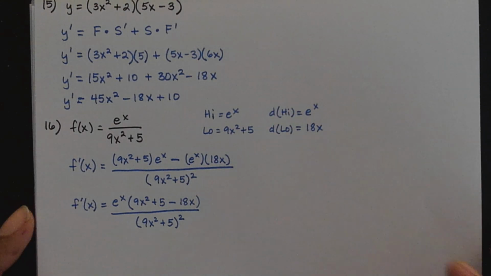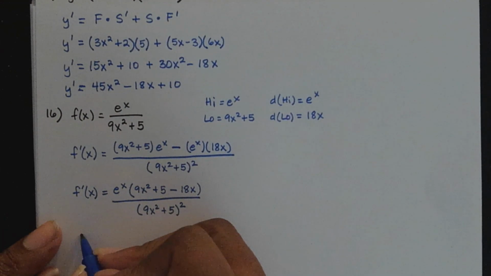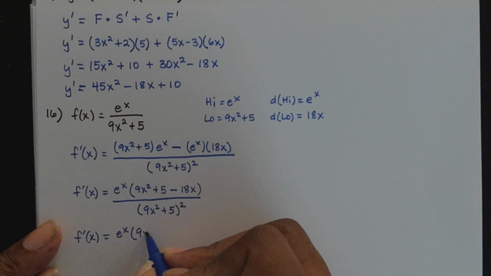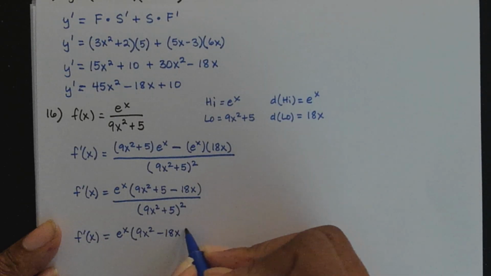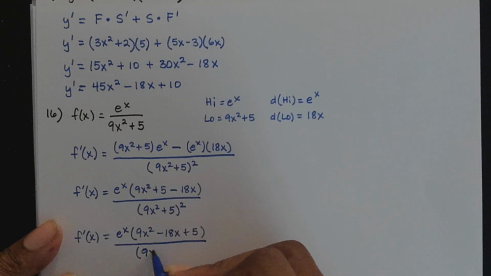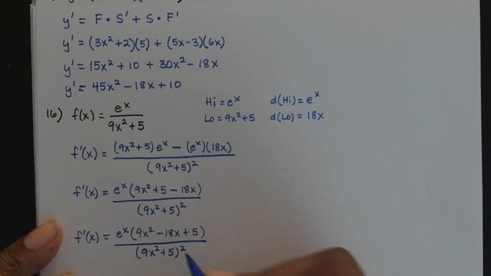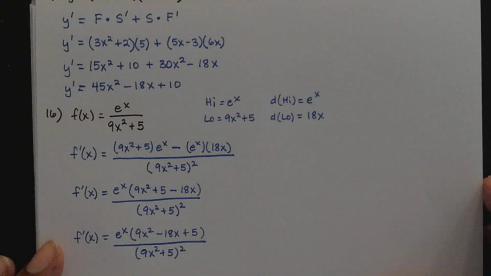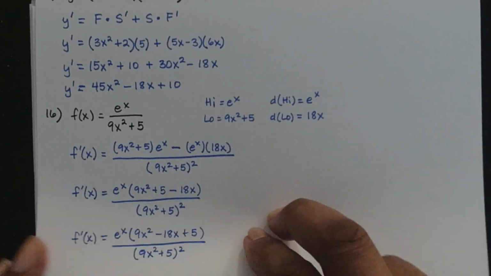And the best I can do here is just put these terms in descending power. So f prime of x ends up being e to the x times the quantity 9x squared, then minus 18x plus 5, divided by the square of 9x squared plus 5. No further than that. Okay. Questions about problem number 16? All right, number 17.